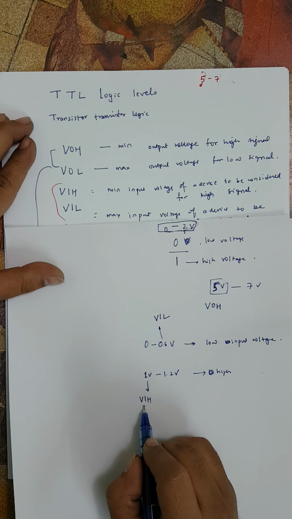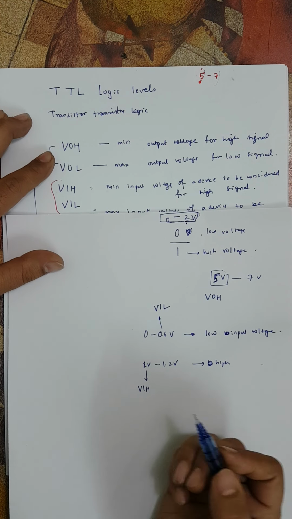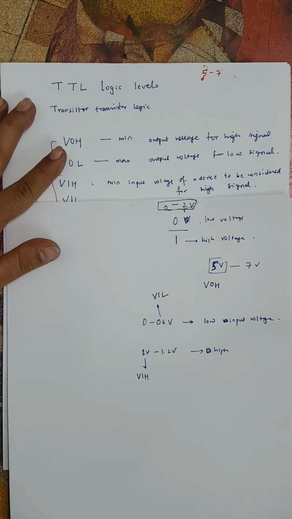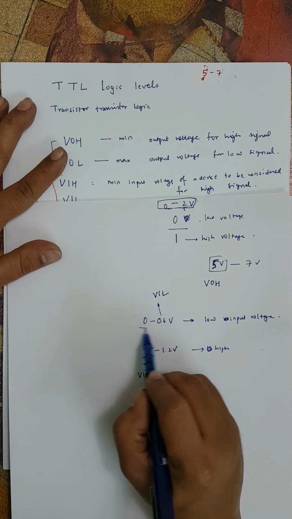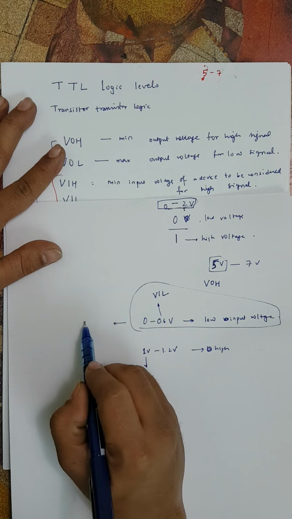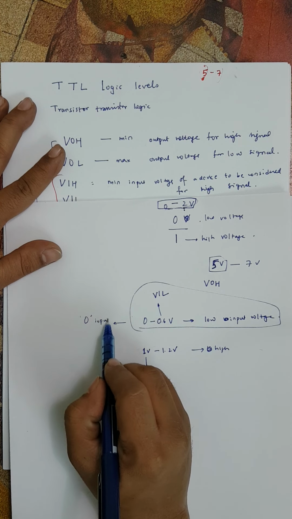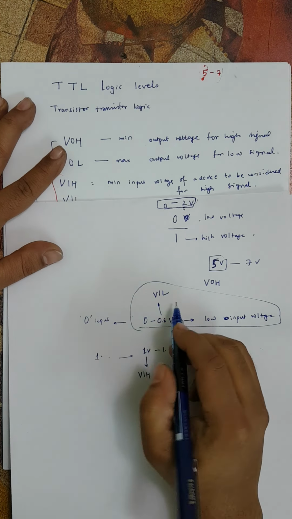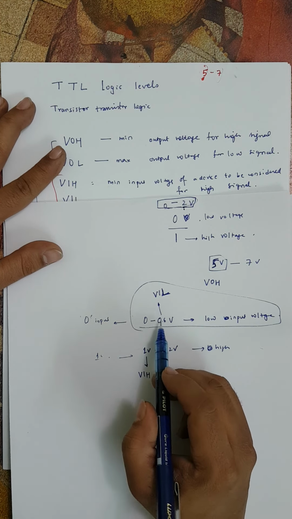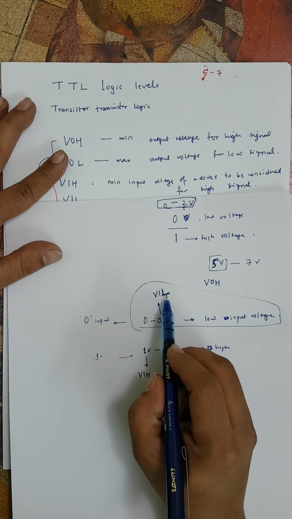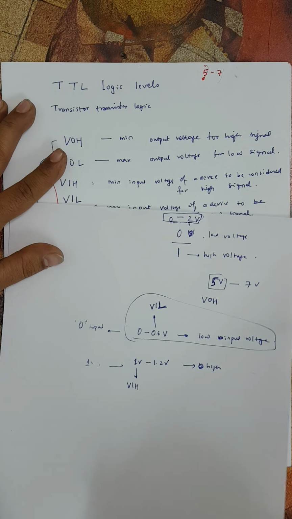What is the minimum value of the input voltage for the input voltage to be categorized as the high voltage or high input, or one input? All the voltages in this range will be considered as low input voltage. Low input voltage means zero input, so we say that the input is 0, or we say that the input is 1, 0 and 1. And what is VIL? VIL is, again, the maximum value of the input voltage so that the input voltage can be considered as a low voltage or zero input.